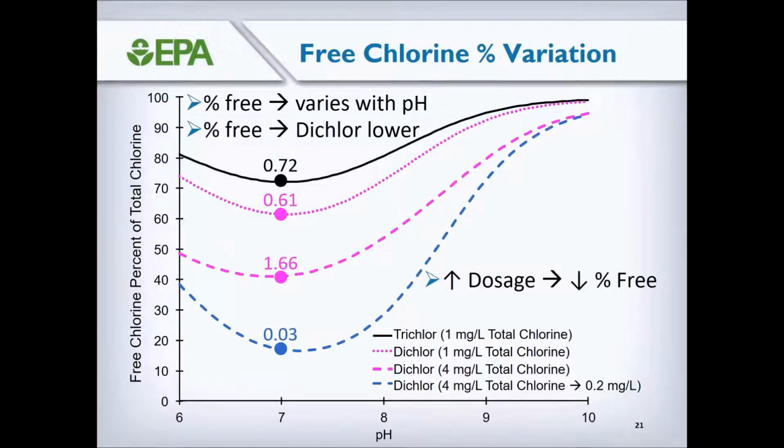So if that original 4 milligram per liter of dichlor was decreased to 0.2 milligrams per liter as chlorine of dichlor, you have a very small fraction of that that's present as free chlorine now. Only 0.03 milligrams per liter of that 0.2 milligrams per liter. So the fourth take-home message is that the percent free chlorine decreases with increased chlorine demand of the water.